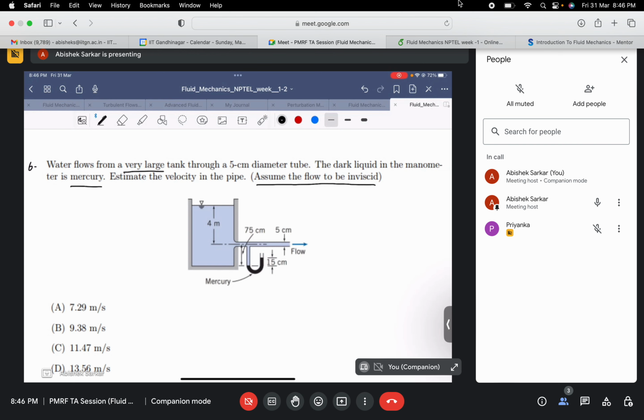It's a bit more involving than the previous problem, since it requires you to be very clear regarding the concept of manometry, the principle of manometry, and how to balance the pressure with respect to the datum that you have considered. If you're clear with the concept of manometry, you will get the answer. And of course the Bernoulli's equation. Keeping these concepts in mind, you can approach the problem. Again, it's simple, so you can take some time and tell me the answer.